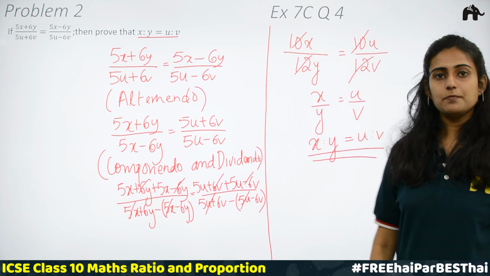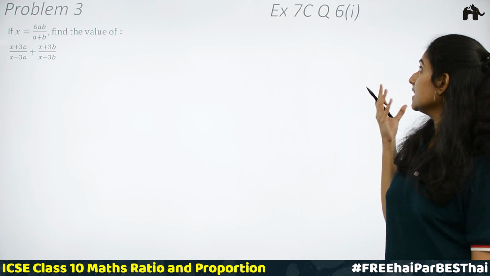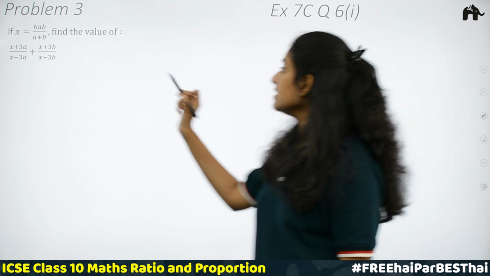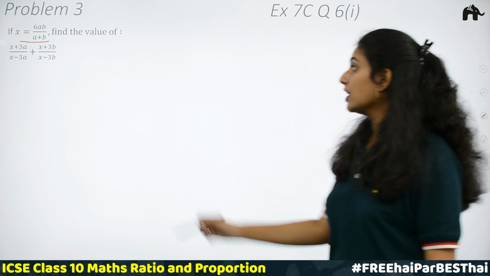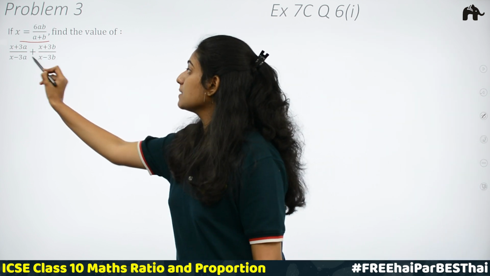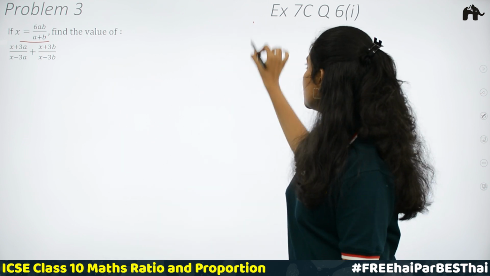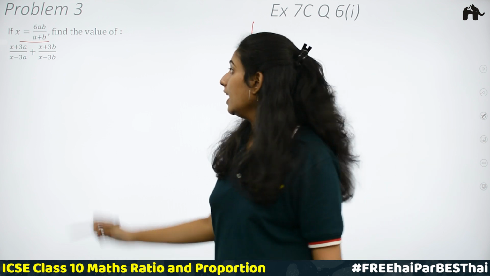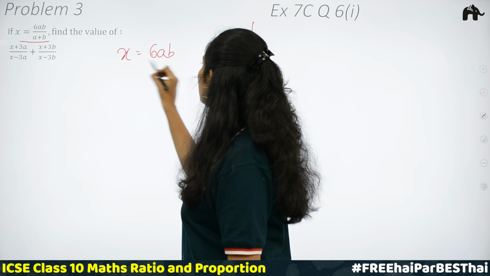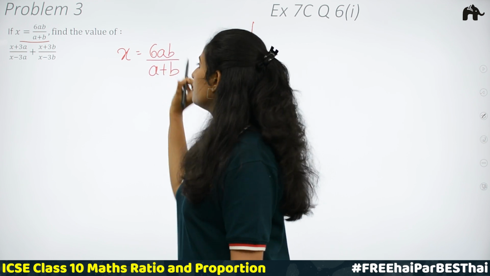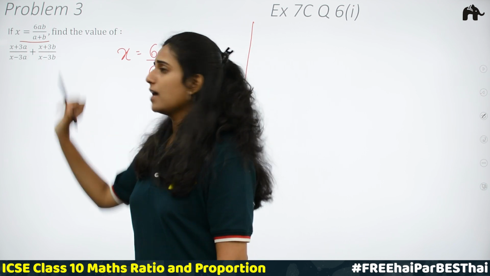Got it? Okay. Next, problem number 3, question 6.1 of exercise 7C. If x is equal to 6ab divided by (a plus b), find the value of (x plus 3a) divided by (x minus 3a) plus (x plus 3b) divided by (x minus 3b). Okay, here we have x is equal to 6ab divided by (a plus b). From this you have to get this. Here x plus 3a and x minus 3a.